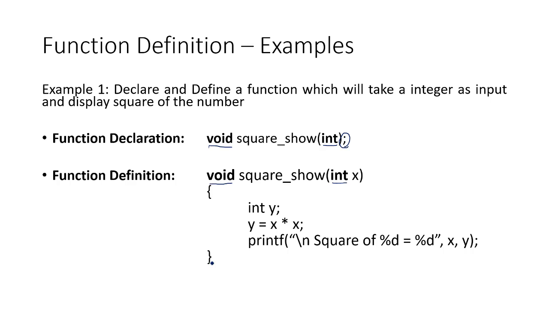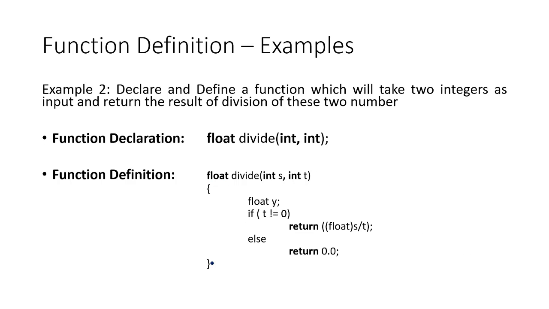Next example. Here we are declaring and defining a function which will take two integers as input and return the result of division of these two numbers. Now, from the problem statement, it is clear that it will take two input arguments of integer type. As the function will perform division, the division result will be a floating type of value, so the return type will be float. Now, the name can be anything. I have used the name divide over here. You can use any valid name.